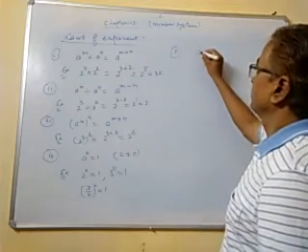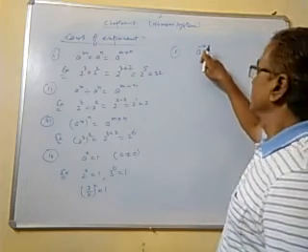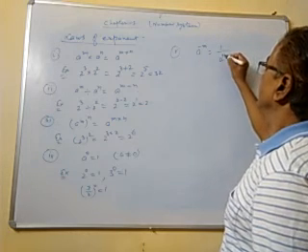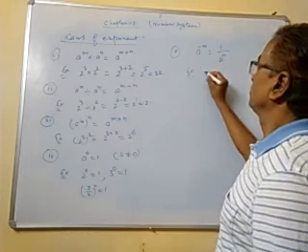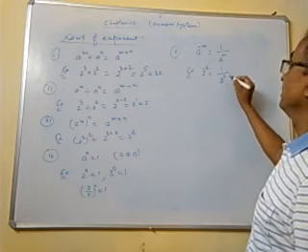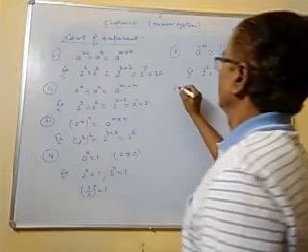Fifth law is a^(−m). If I want to make the exponent positive, then what do you have to do? You have to write 1 divided by a^m. For example, if 2^(−2) is there, then we can write 1 divided by 2^2. That is 1 divided by 4.